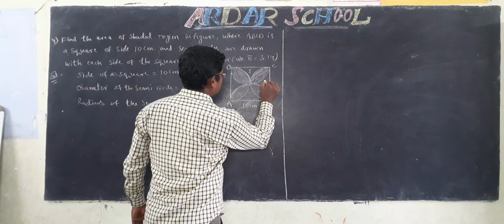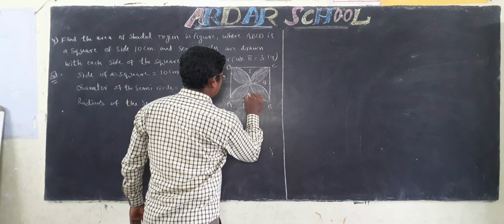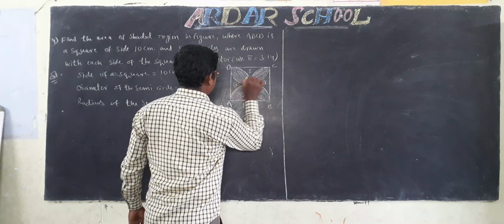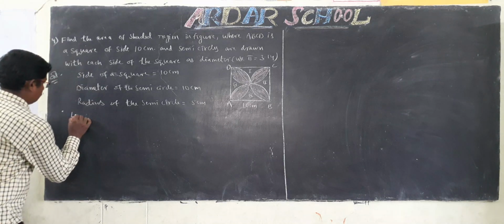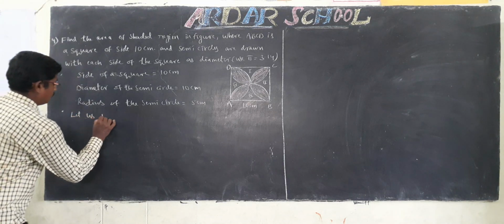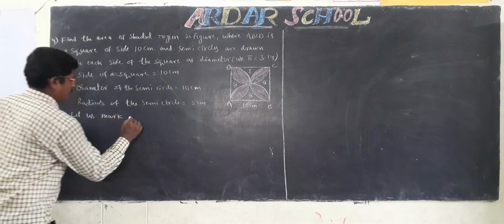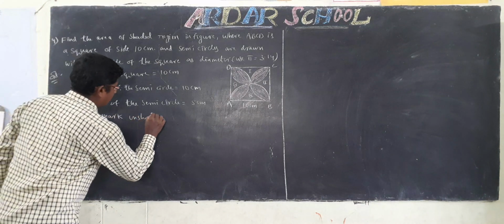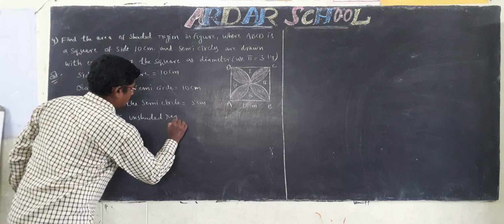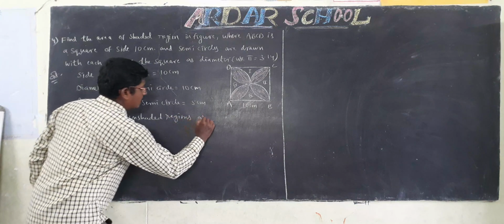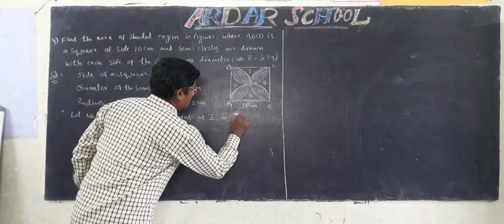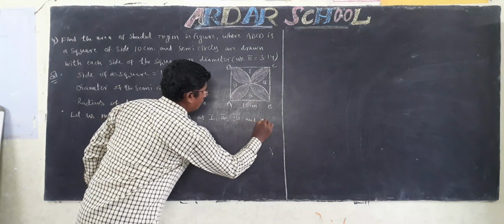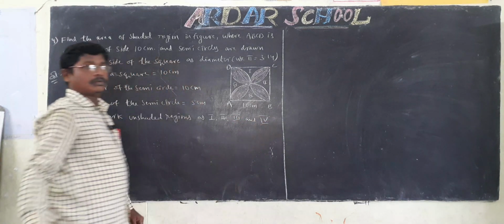Okay, so now I have to look at the unshaded region as 1, 2, 3, 4 parts. Okay, let us mark the unshaded regions: 1, 2, 3 and 4.